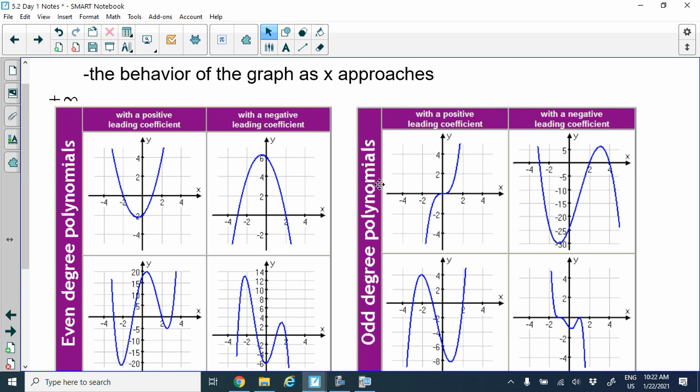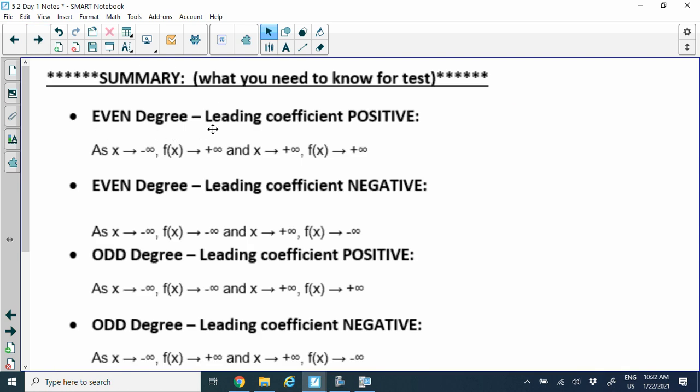Now with odd degrees, basically the arrows are going to go in opposite directions, either from negative to positive or from positive to negative. Now let's talk about how do we know. Let's look at this. So this is our summary. This is what you need to know for quizzes and tests and when you do your homework assignment.